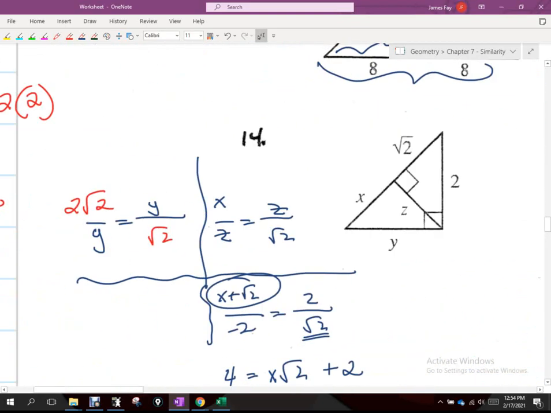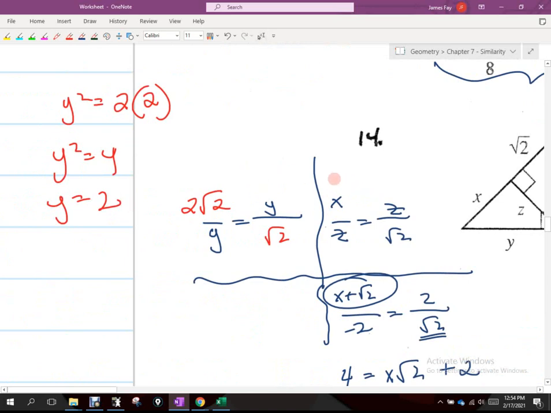Same thing can be done then for that z. This is radical 2. So radical 2 times radical 2 is 2. So I get z squared is equal to 2. So z is equal to radical 2.